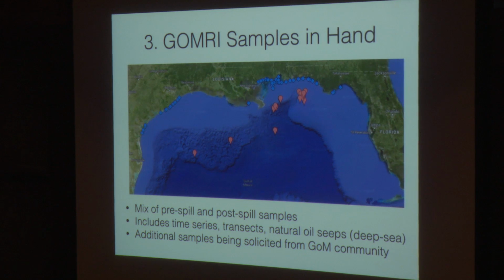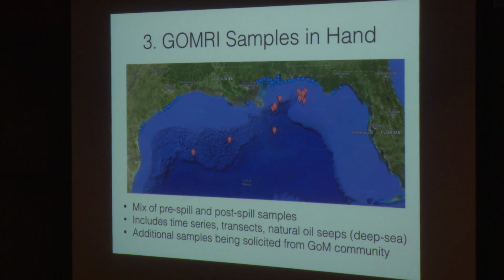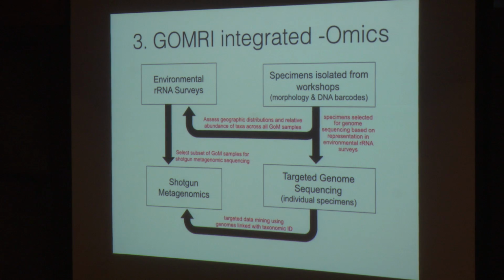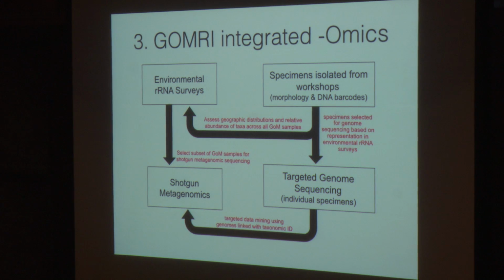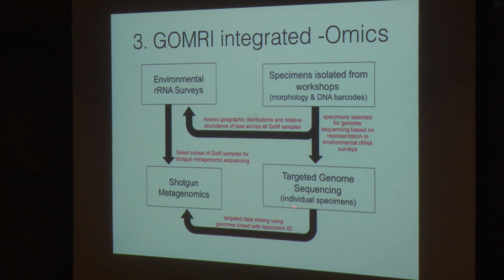But we have hundreds of samples in hand already, so hopefully we'll be able to supplement that with even more samples going forward. And the most exciting thing to me about this grant is the workflow that we designed. We're going to be doing this integrated omics workflow where we're finally going to have the money to do targeted genome sequencing of individual specimens. And this ties into the previous research aims, which I outlined in the previous two sections of my talk.